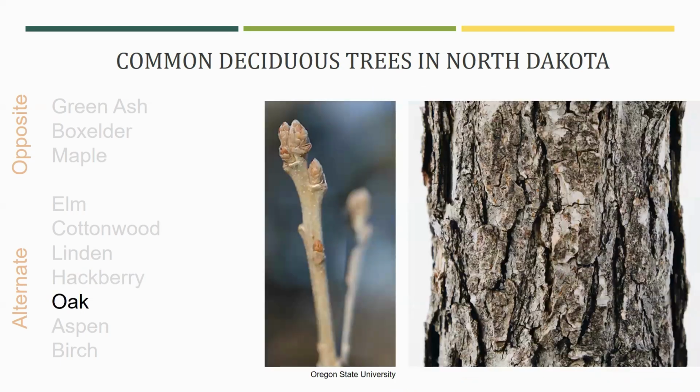Here we have our bur oak. Bur oaks are native to North Dakota as well. You can notice that the bark is very deeply furrowed. You can see here. And then the buds here, again, are alternating. So they're not right across from each other on the branch. They're alternating up. But the bud itself has a lot of these little pieces that make up one little bud. And they're kind of this light brownish color.